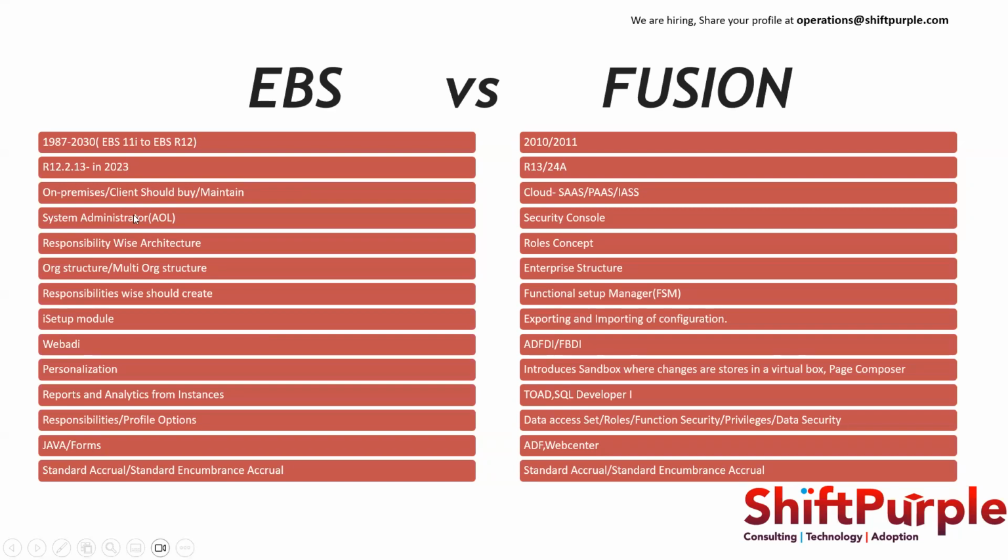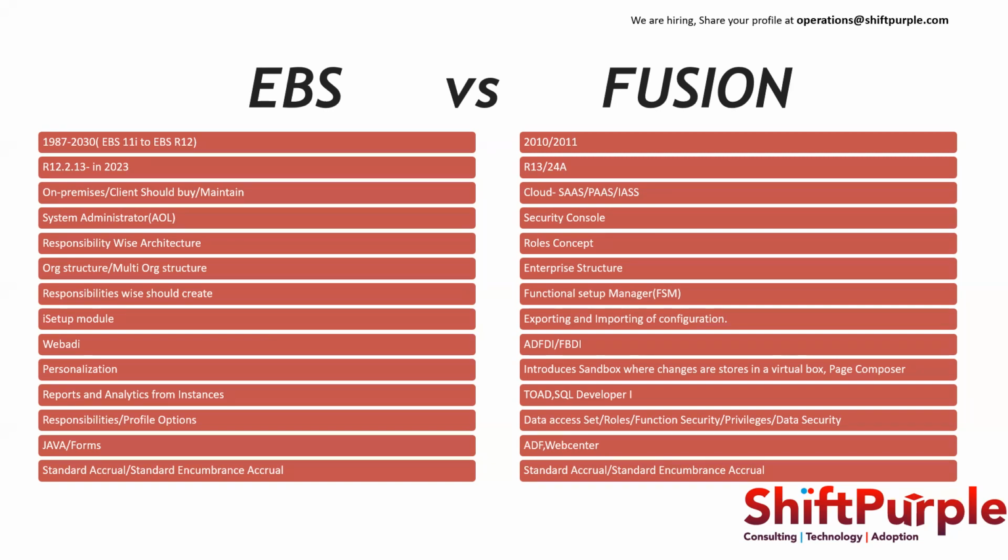EBS started somewhere around the 1990s, and it started with version 7, release 654. Although I will say in 87 the version 1 came, release 1. I have posted a blog, so you can go through the entire detail of the journey of EBS. And Fusion came up near 2010-11. It was declared in September 2010, but it was actually launched in 2011.